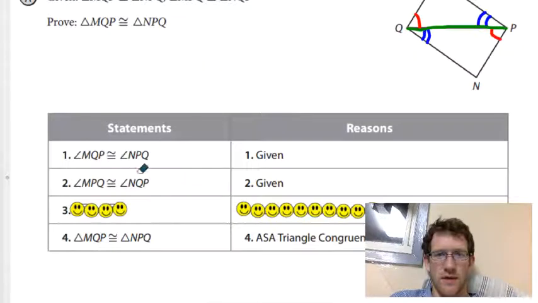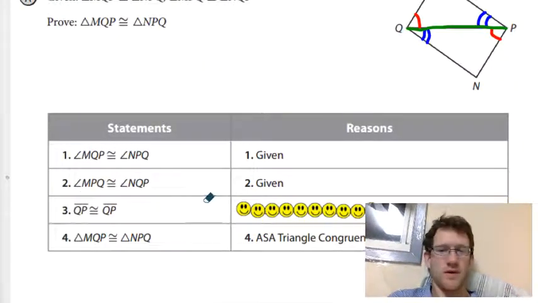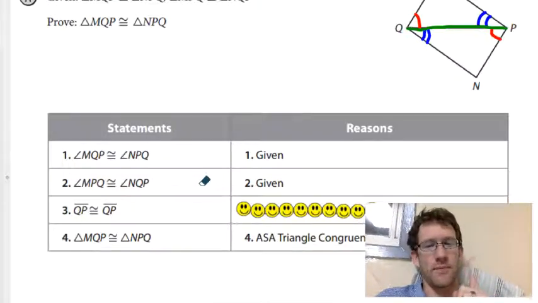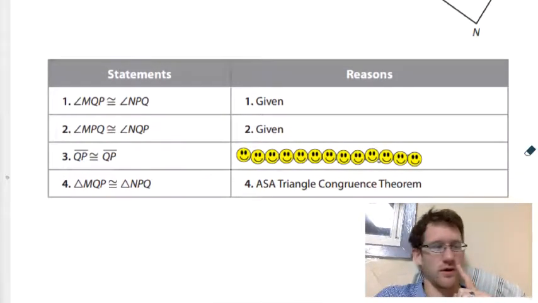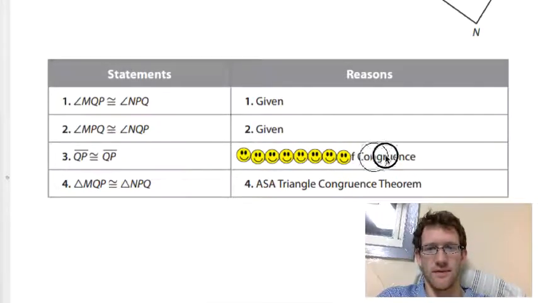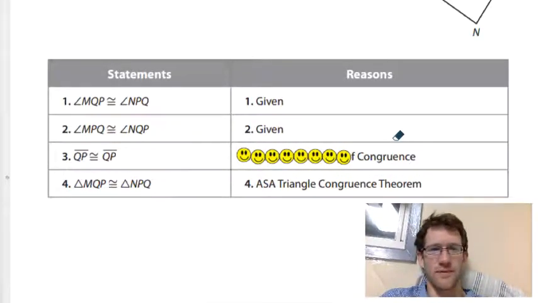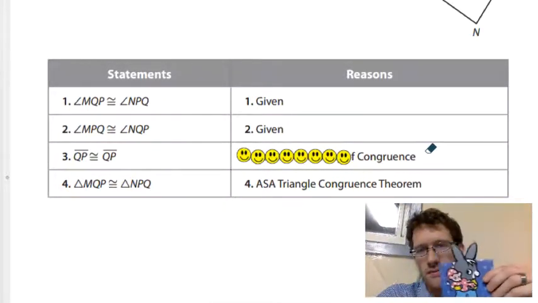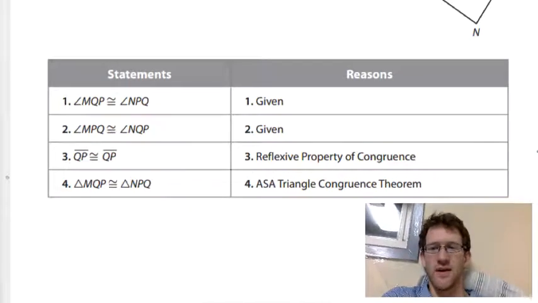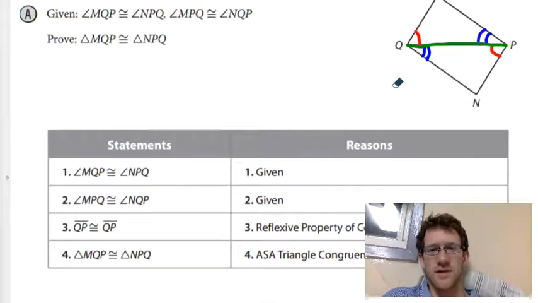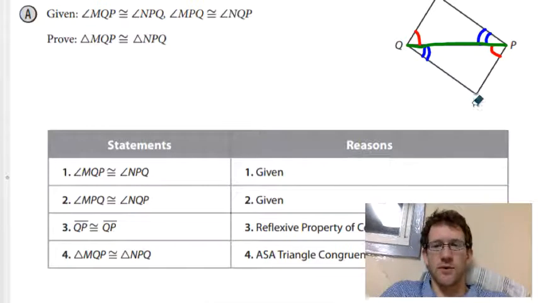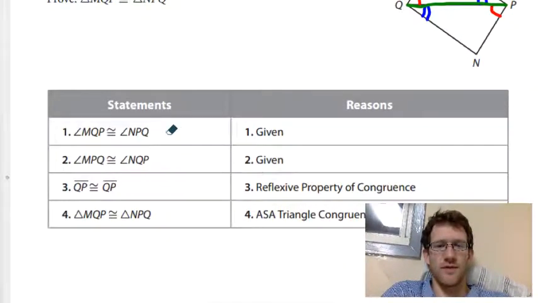What's the name of that side? Well, it's QP. So we can say that QP is congruent to QP. Pretty obvious, right? But it's actually one of the properties of congruence. I'll go ahead and pause here while you look it up, since I don't think we've used this one before. Pause. That's reflexive property. The reflexive property of congruence simply states that things are congruent to themselves. So we can say that this side here is congruent to itself because it's part of both triangles. So that's pretty cool.